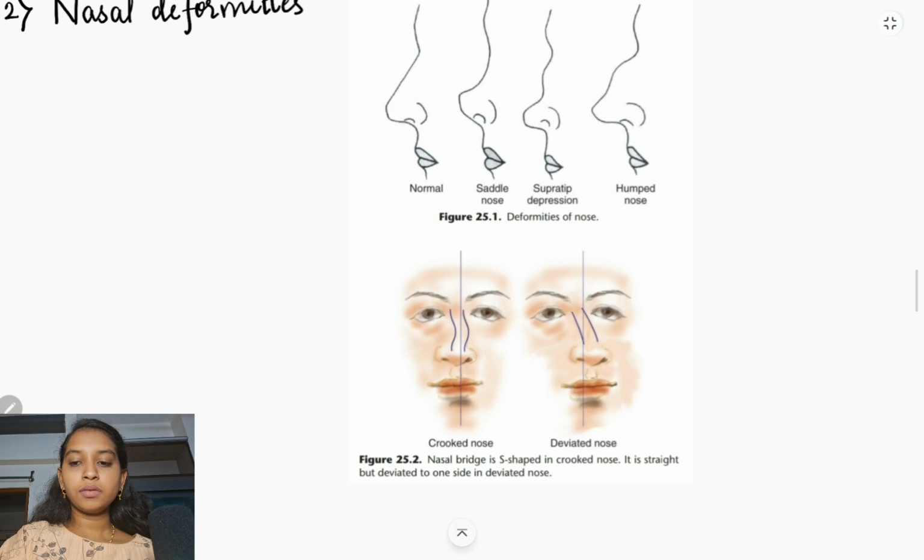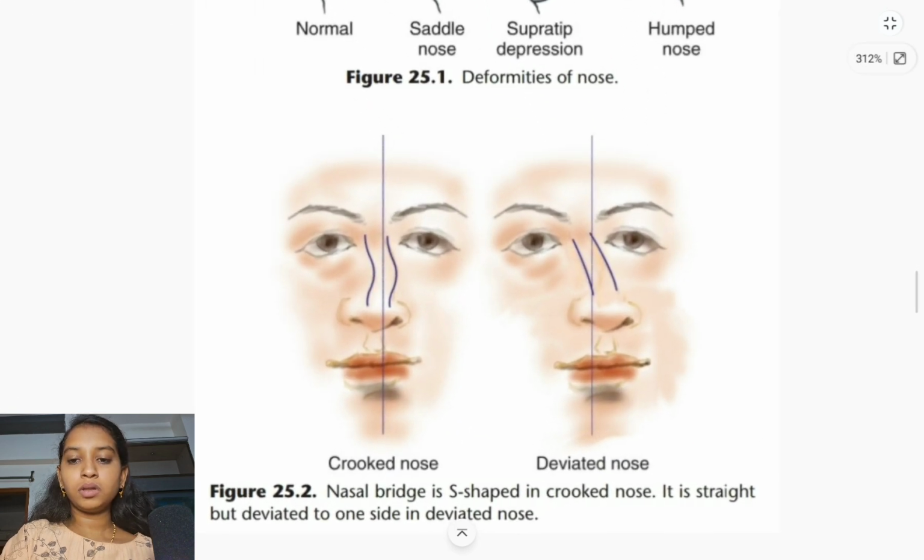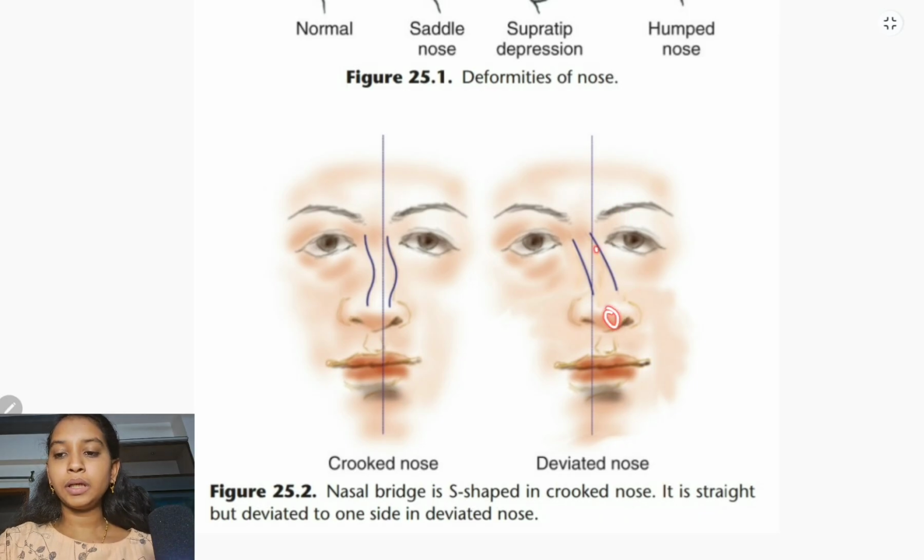In crooked nose, the dorsum is not straight, but the bridge and the tip of the nose are in the same line. Whereas in deviated nose, the tip and dorsum of the nose are not aligned with the root of the nose.